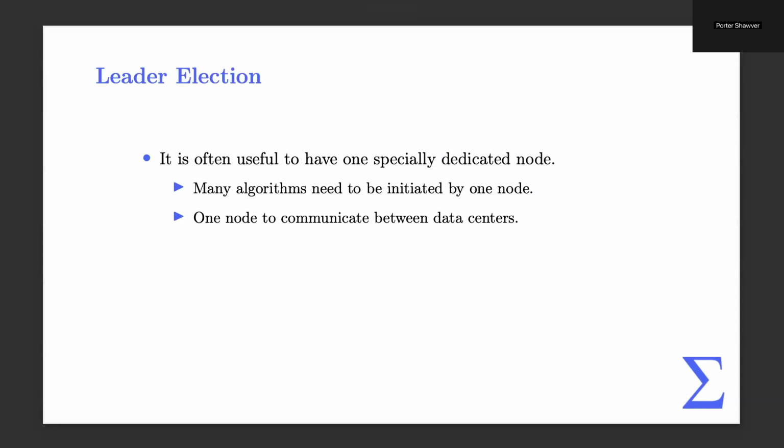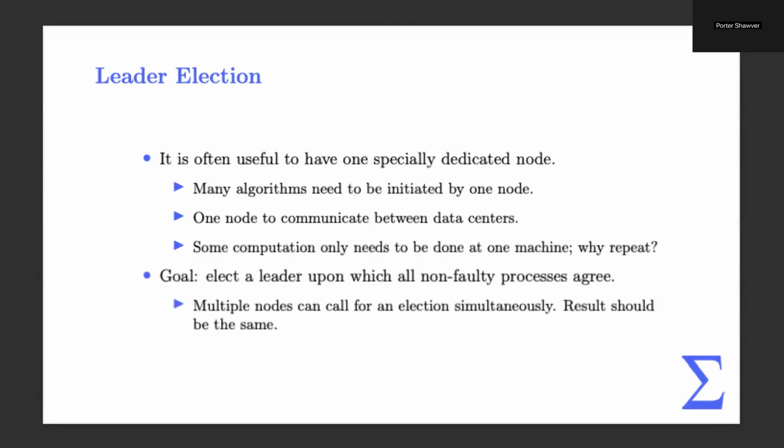If you have different data centers, you don't want every individual computer sending messages to every individual computer in another data center. You might want to have one or a few nodes designated as the communication node. Sometimes there's some computation in an algorithm that only needs to happen on one computer, so why have every computer do it? You can just designate one node to do that computation.